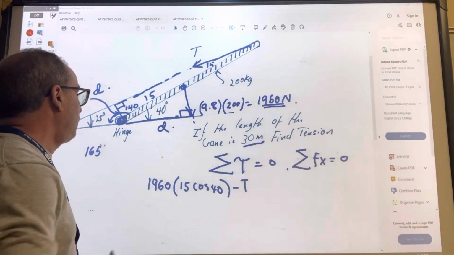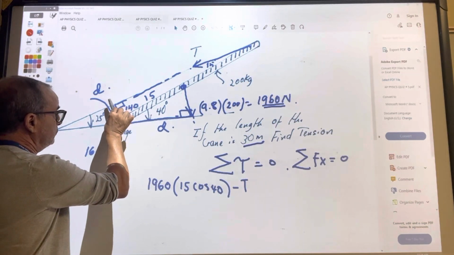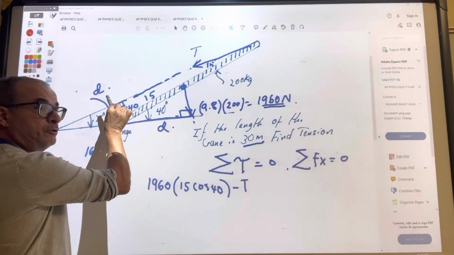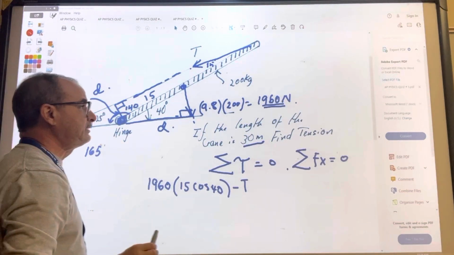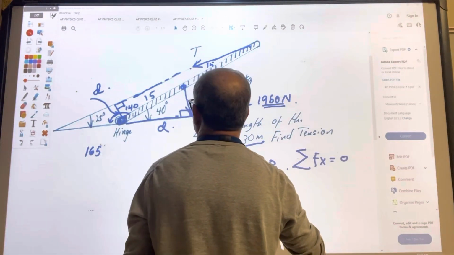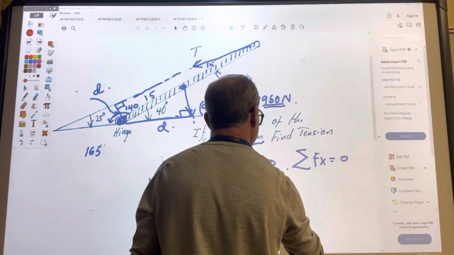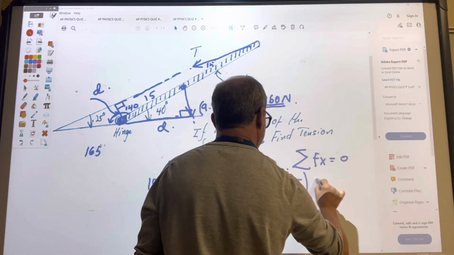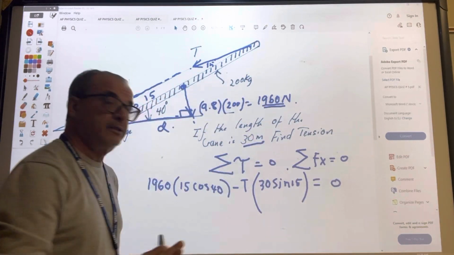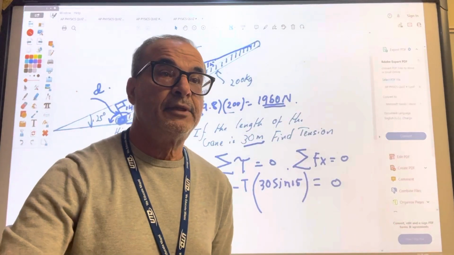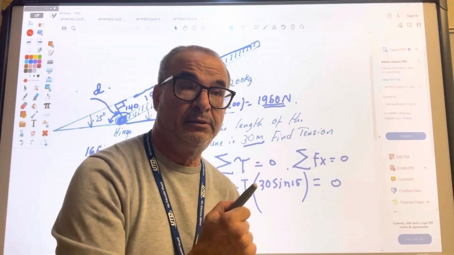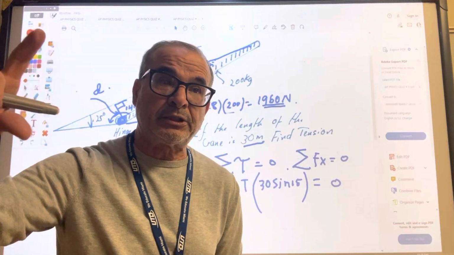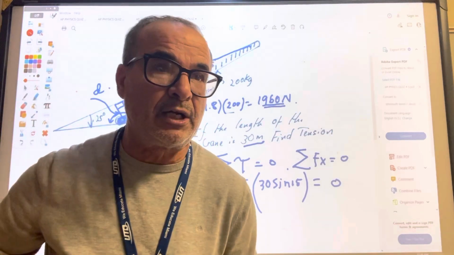Now, the opposite side that we're going to use as a perpendicular distance, so we have to use sine. So it's minus T, 30 sine of 15, and then you make that equal. That's it. The physics is done. The physics is done. Now it's the algebra. There is one equation. When you write the equations, you're done with the physics. The rest is just algebra.